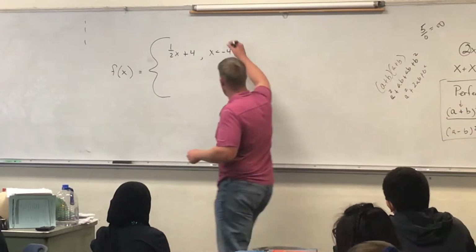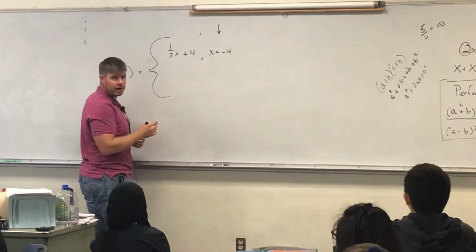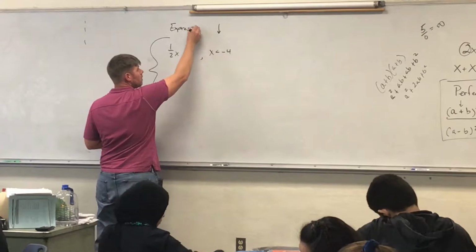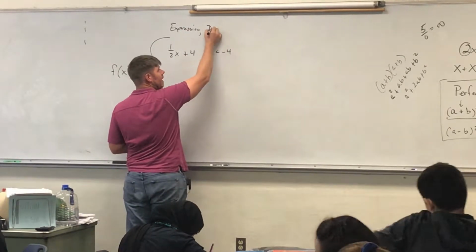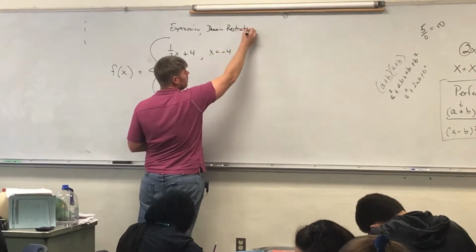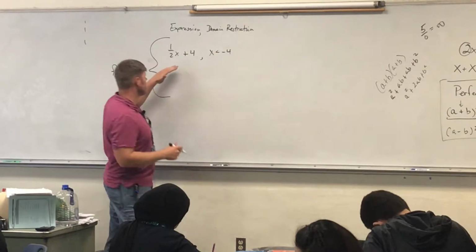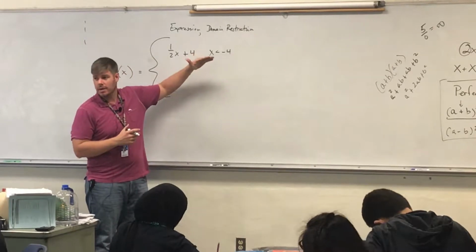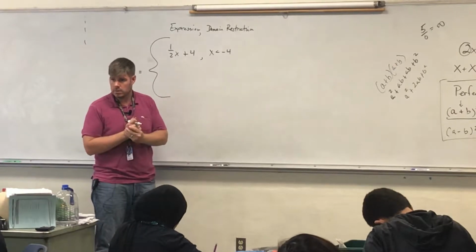So this is what we call this column, right? After that column, what you will have in this piecewise function is the expression. Okay? And then thereafter that comma, you will have the domain restriction. Okay, so that's what piecewise functions will be for you. So the expression that we have is 1/2 x plus 4 so long as the domain is an x value less than -4. Got that?